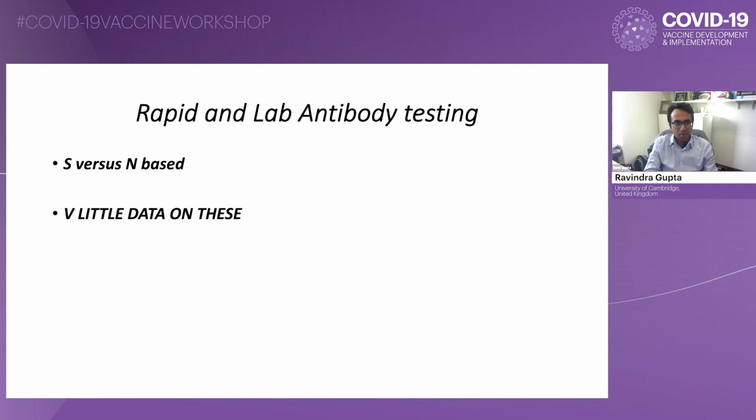What about lab antibody testing? Of course, S versus N-based tests may give different results. There's very little data on these, but we do urgently need to do these assessments because going forward, we will need to do accurate serological tests on populations in order to be able to track infection or past infection in those individuals and potentially try to differentiate it from vaccinated individuals.